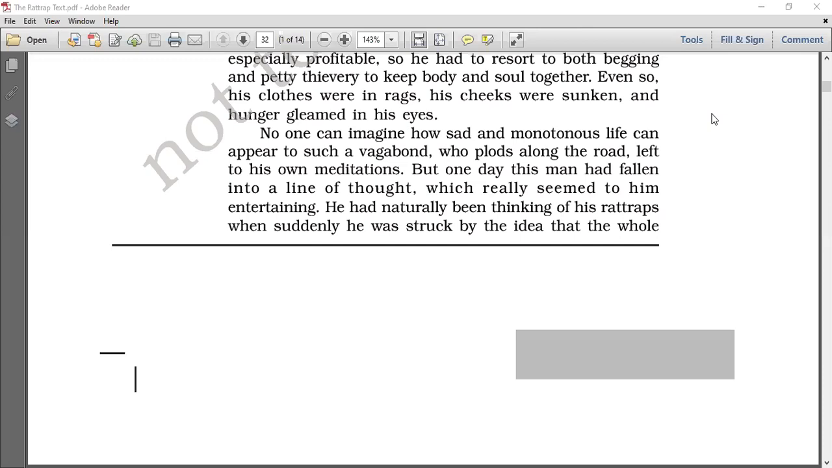But one day this man had fallen into a line of thought, meaning an idea came to his mind, and he fell into his thought, which really seemed to him entertaining. That means when he fell into his thought, that thought was really entertaining him. What is the meaning of entertaining? He was very happy with the thought, because that was like a philosophy.